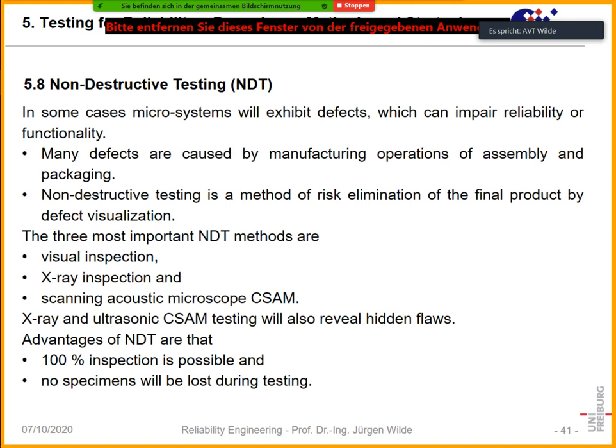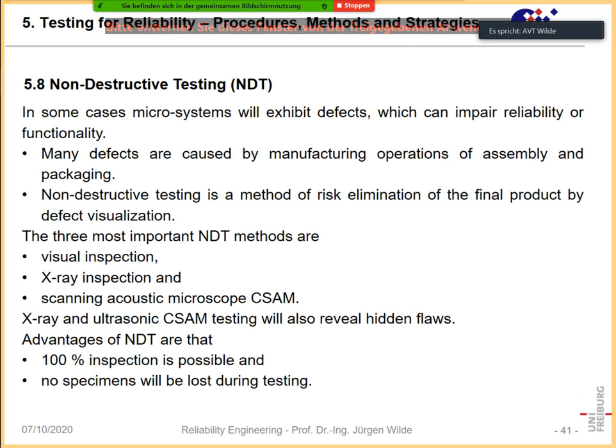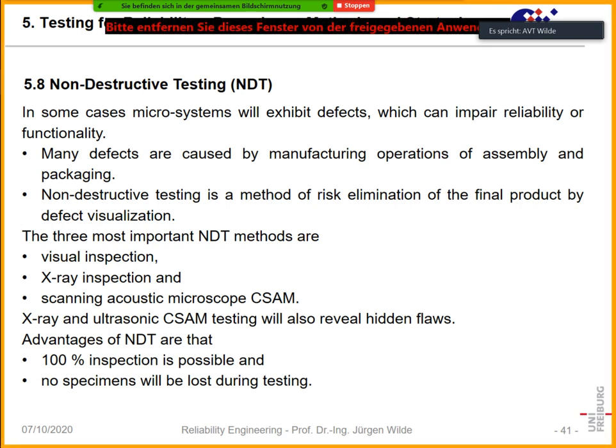Okay, these were the post-mortem analysis methods, but still we also would like to see some non-destructive testing. Non-destructive testing is very often applied in quality control, just to take some specimens before and after testing to see if there are defects. The main advantage is that after non-destructive testing, you still have the specimens alive, so you can go on testing with them. And here are the 3 most important methods.